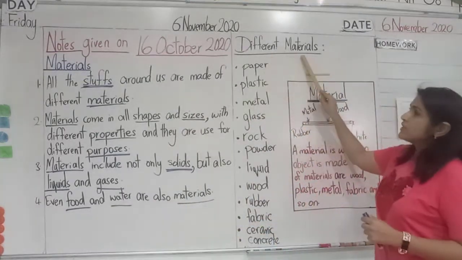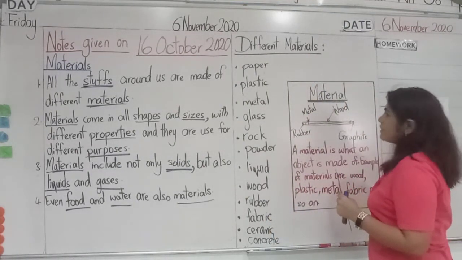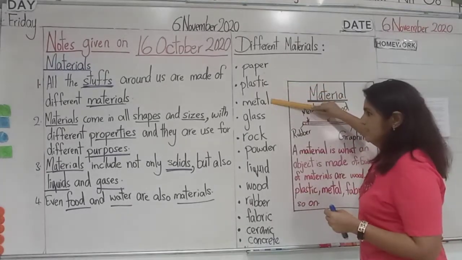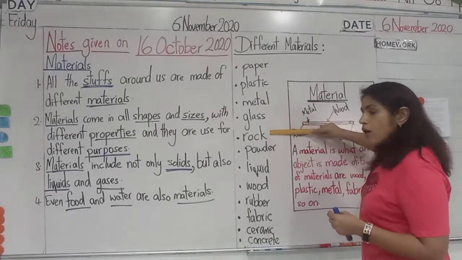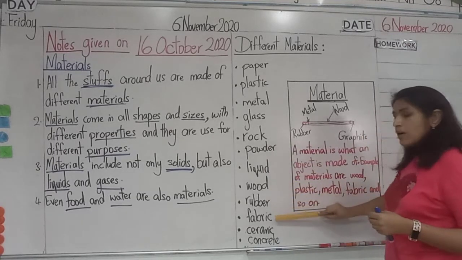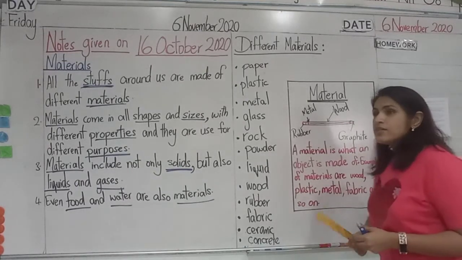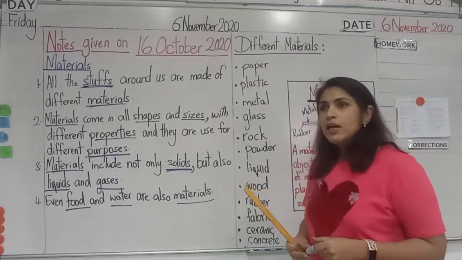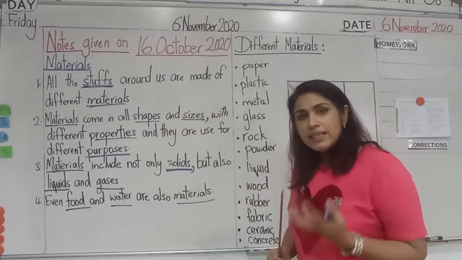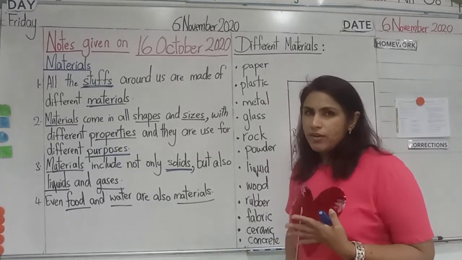Now, different materials. There are different varieties of materials. What are the different varieties of materials? Let's learn that. Paper is a material. Plastic, metal, glass, rock, powder, liquid, wood, rubber, fabric, ceramic and concrete. What is ceramic? Ceramic is something which is stronger than glass. It is easily moldable and it is stronger than glass. Yes, ceramic can break but not very easily.